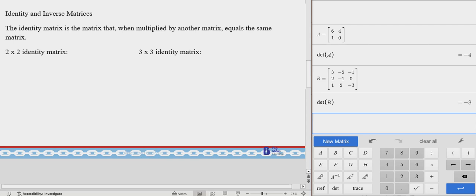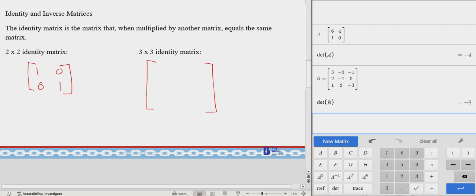Next concept is the identity matrix. The identity matrix is the matrix that when multiplied by another matrix equals the same matrix. So the identity matrix, again, has to be a square, and the identity matrix for all 2 by 2 matrices is this. Notice I entered the ones on the diagonal going from upper left to lower right, and I fill in the other values with 0.